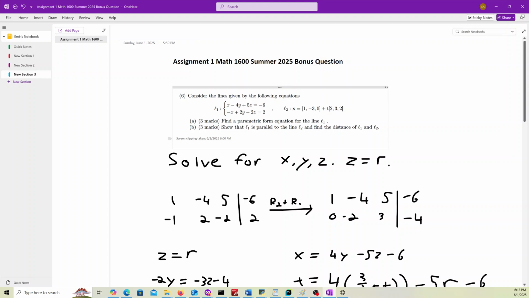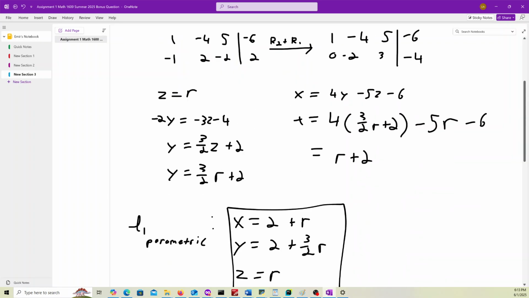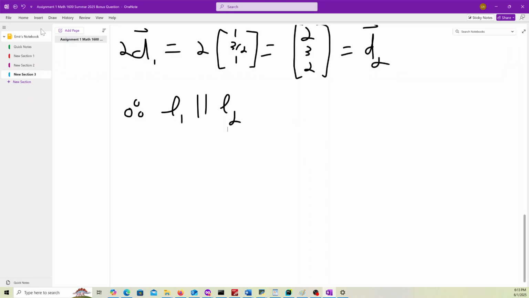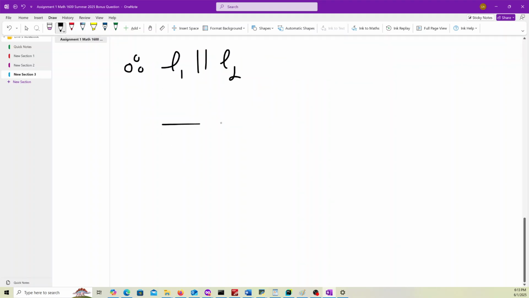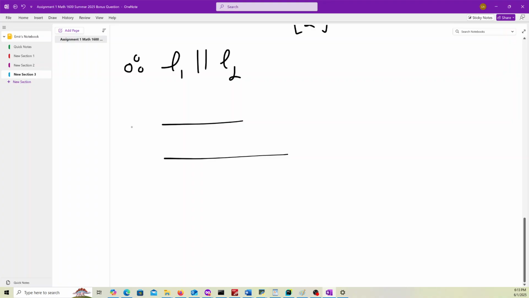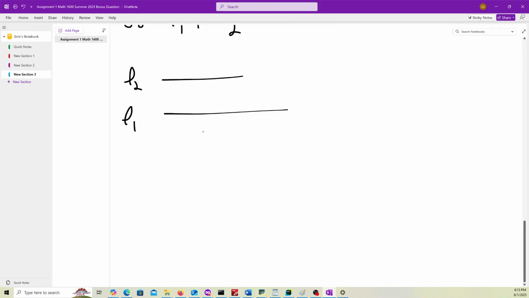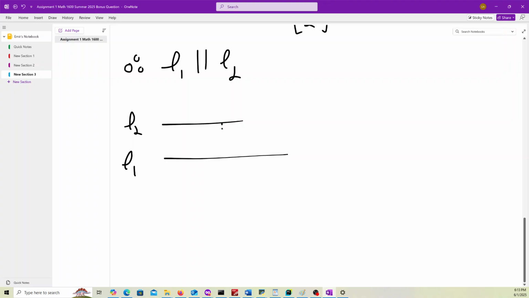Now for the solution of part 2 of question 6b, how do we find the distance between lines L1 and L2? So we found that line 1 and line 2 are parallel, so we can draw this out. We'll call this one line 2, we'll call this one line 1. Well, the distance between them is given by that orthogonal vector.